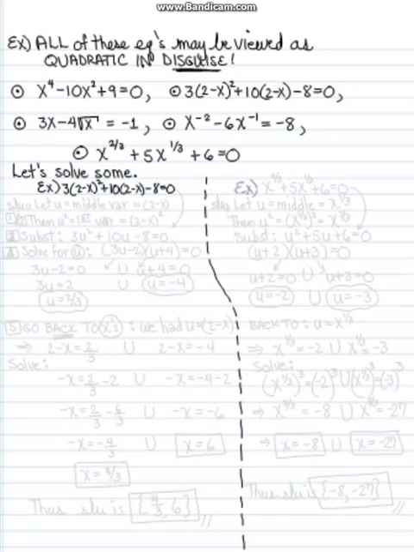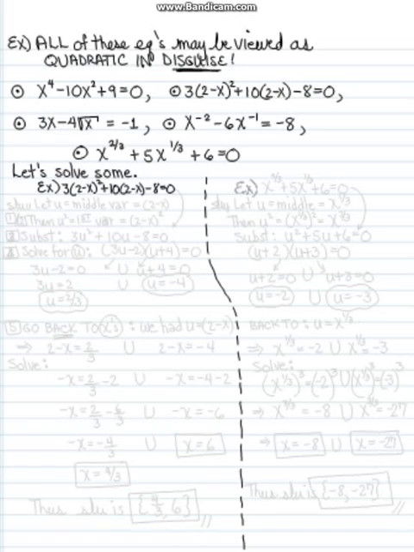The following list of equations are all what I classify as quadratics in disguise. The first one is x to the fourth minus 10x squared plus 9 equals 0. The next one, 3(2 minus x) squared plus 10(2 minus x) minus 8 equals 0. The next is 3x minus 4 times the square root of x equals negative 1. The next one is x to the negative 2 minus 6x to the negative 1 equals negative 8. And finally, x to the 2/3 plus 5x to the 1/3 plus 6 equals 0.